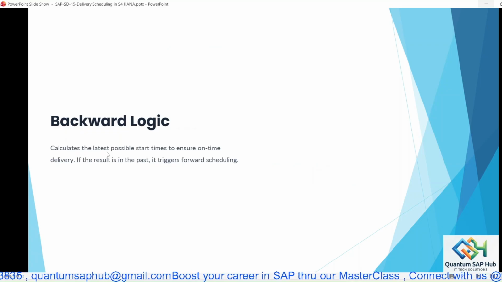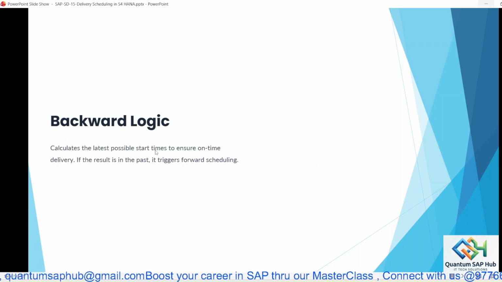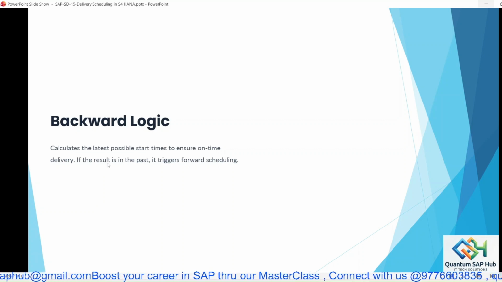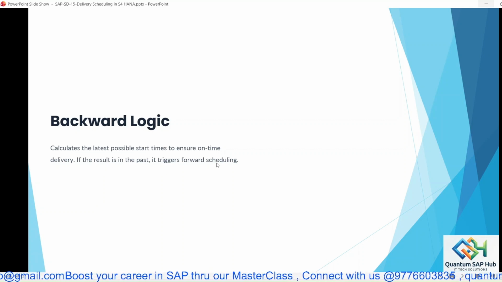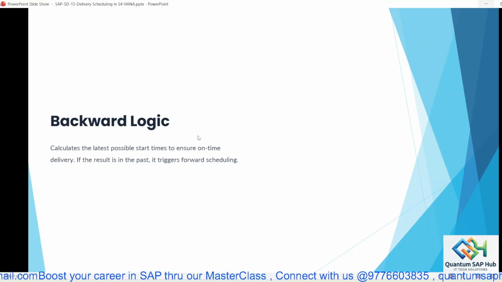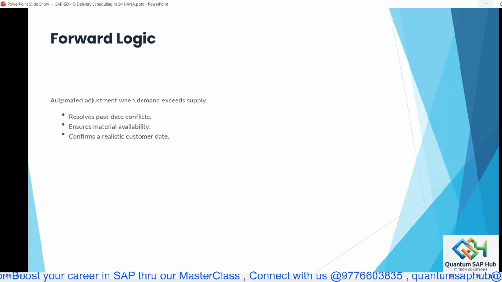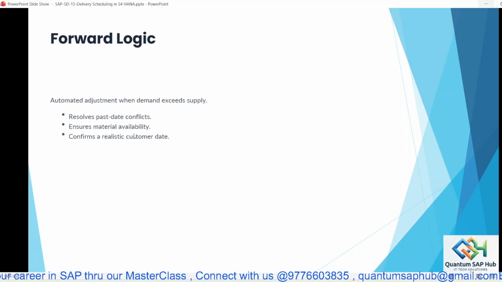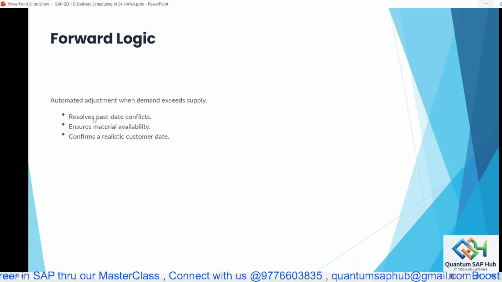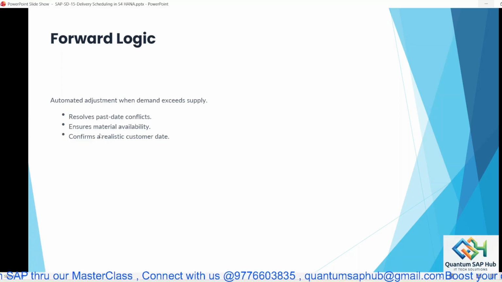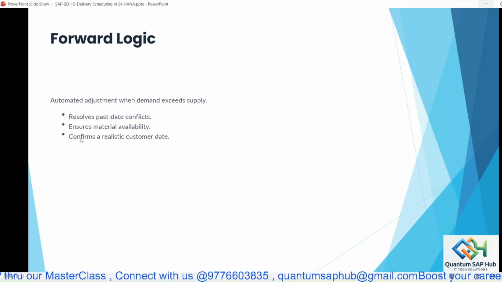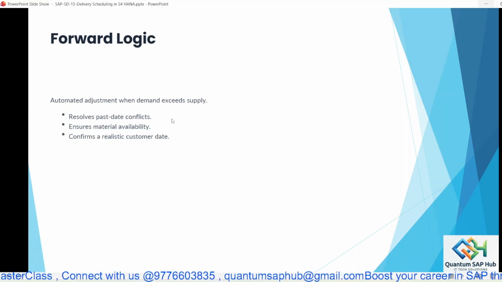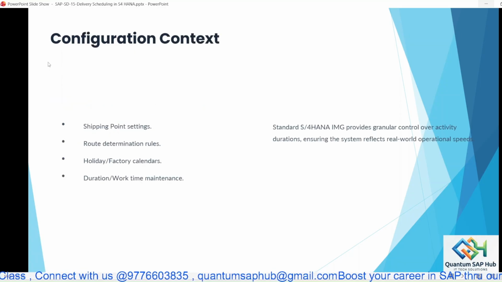Backward logic calculates the latest possible start time to ensure on-time delivery. If the result is in the past, then it triggers forward scheduling. And the forward logic is an automated adjustment when the demand exceeds supply. It resolves past date conflicts, ensures material availability, and confirms a realistic customer date.